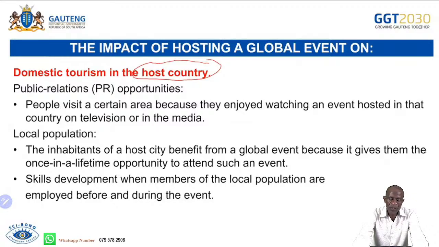Skills development, when members of the local population are employed before and during the event. So people are upskilled, people get some skills for certain jobs because they will be employed and thus learning whilst working on the infrastructure or other sectors of the economy.